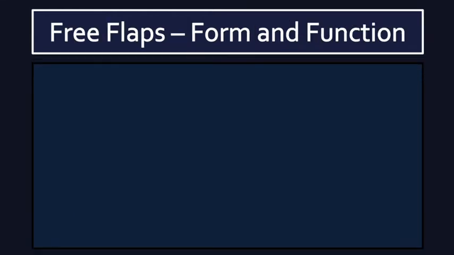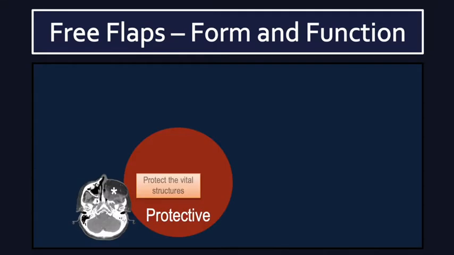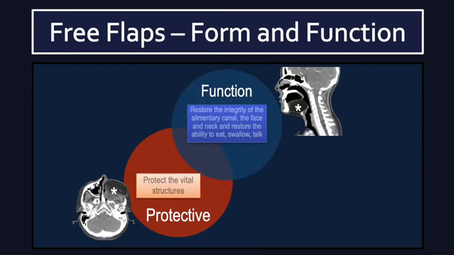Flaps need to combine form and function. They provide a protective function for the vital structures exposed during oncologic surgeries. As we see in this example, a free flap fills the surgical defect at the skull base. This aids in healing and also protects the skull base and vital structures transiting this area. Flaps are used to restore function, such as the ability to eat or swallow or talk. Following glossectomy and free flap reconstruction, this patient had intelligible speech and was able to maintain some normal swallowing mechanism.